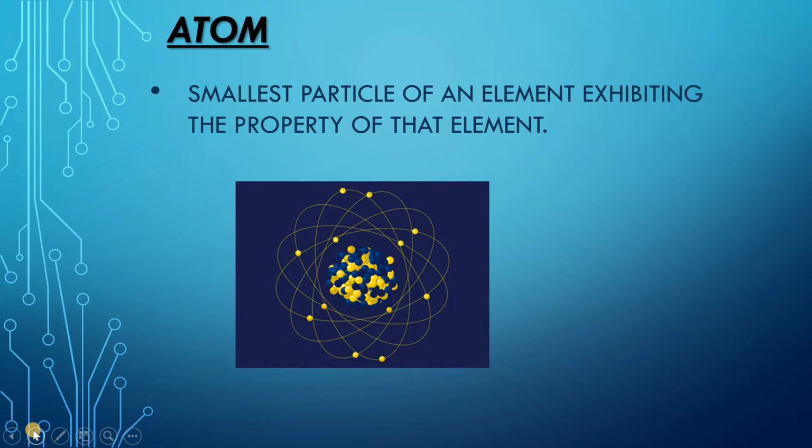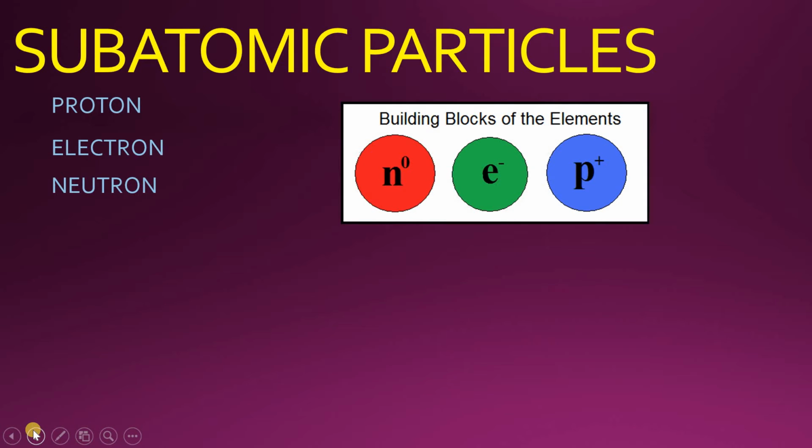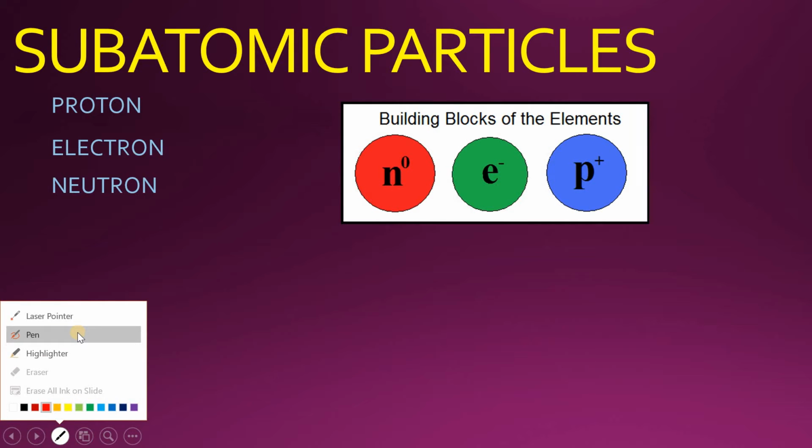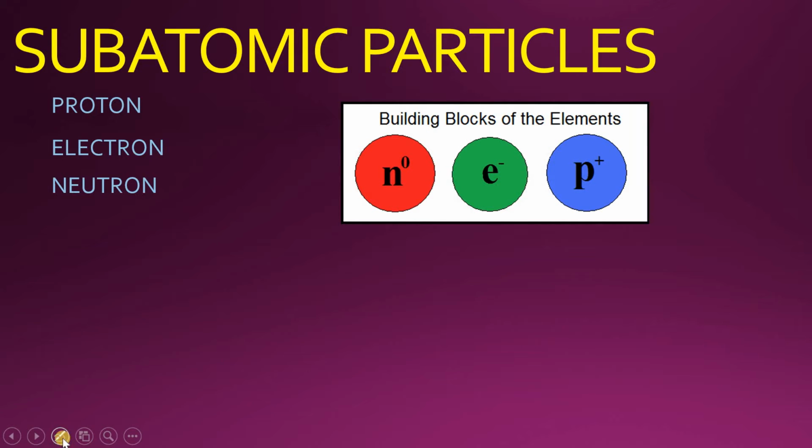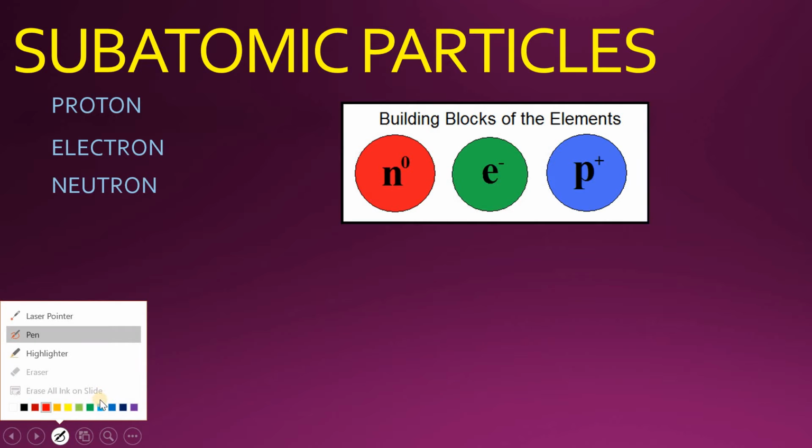An atom is further divided and has certain subatomic particles inside it. So the subatomic particles inside an atom are protons, electrons and neutrons.